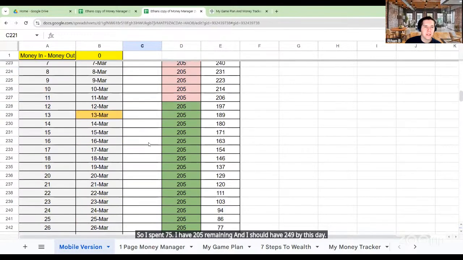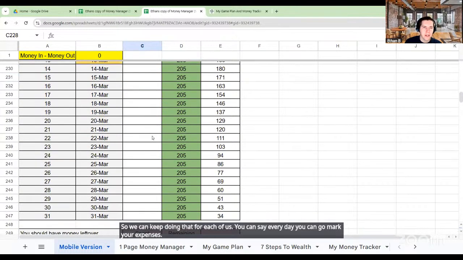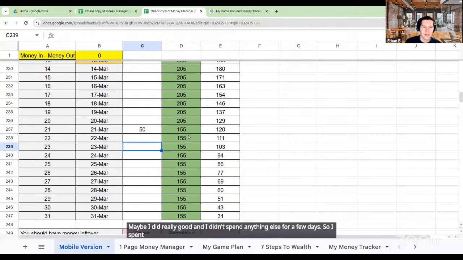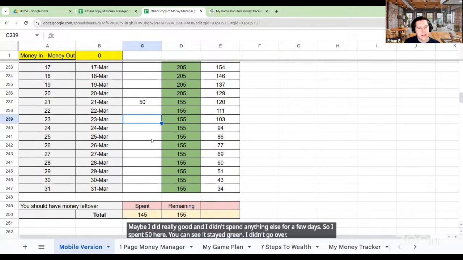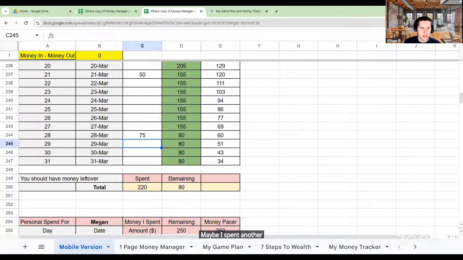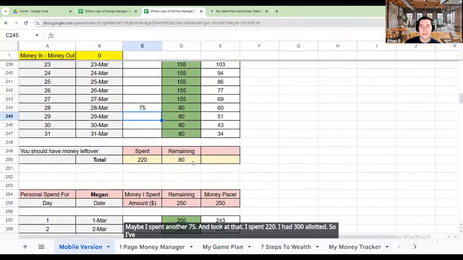So we can keep doing that for each of us. You can say every day you can go mark your expenses. Maybe I did really good and I didn't spend anything else for a few days. So I spent 50 here. You can see it stayed green. I didn't go over. And then when I get all the way down to the end of the month, maybe I spent another 75. And look at that. I spent 220. I had 300 allotted, so I've still got $80 left. And I did a great job budgeting this month.